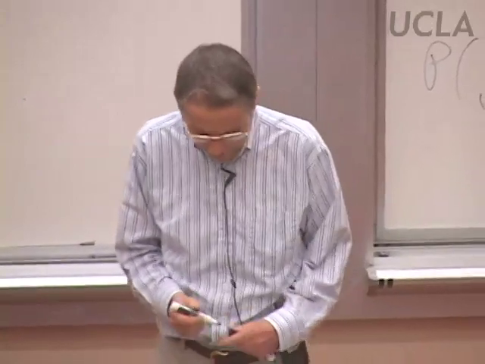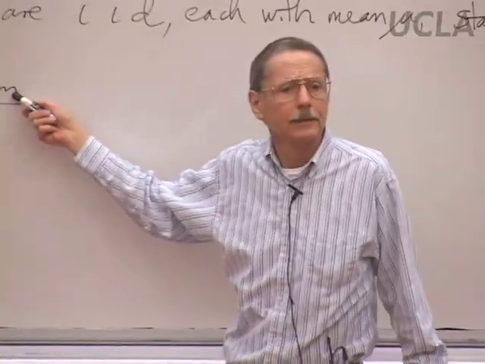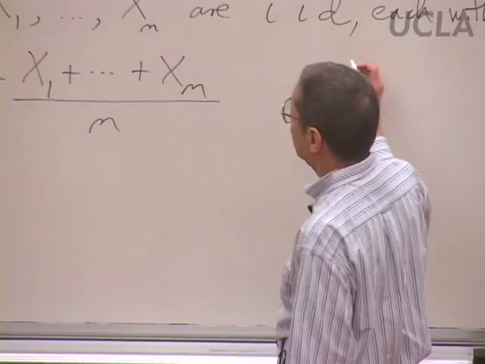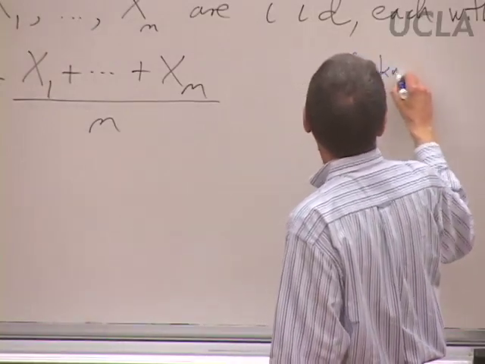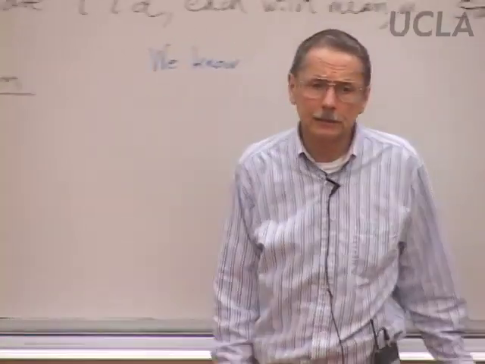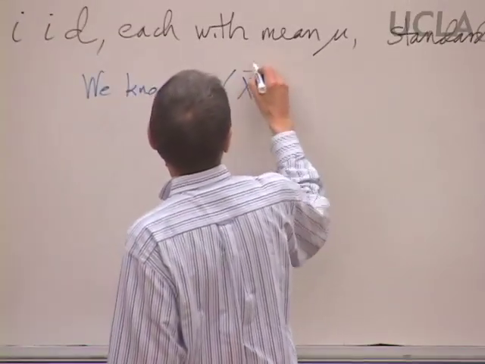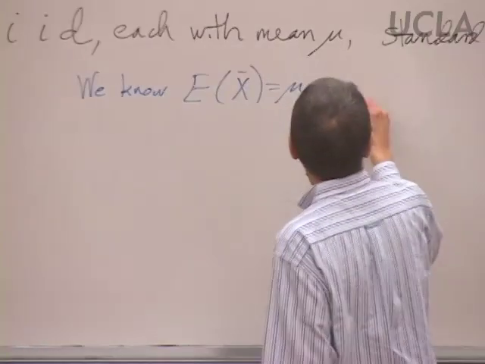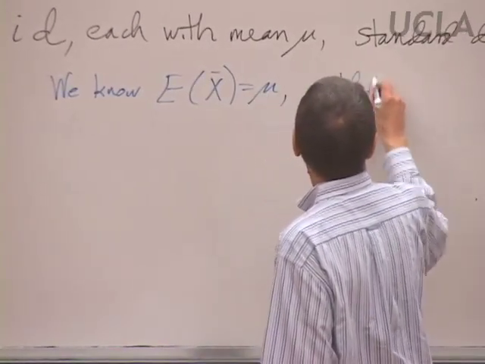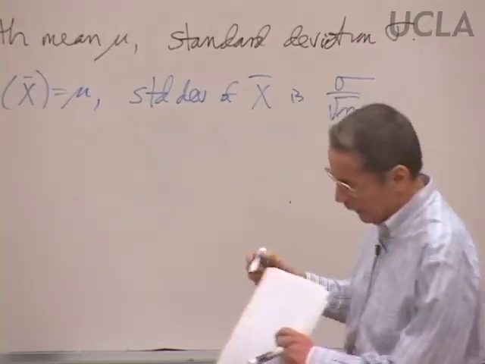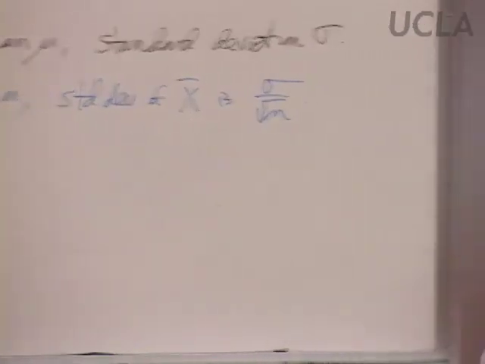And we know a lot about the x bar. We know the mean of x bar, it's going to be mu. We know its standard deviation. Standard deviation of x bar, sigma over the square root of n. And the central limit theorem tells us even more about x bar.